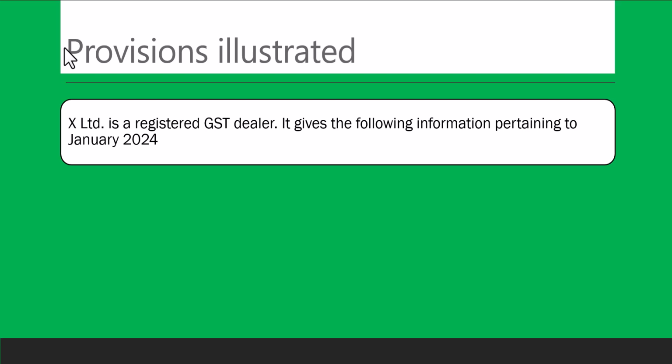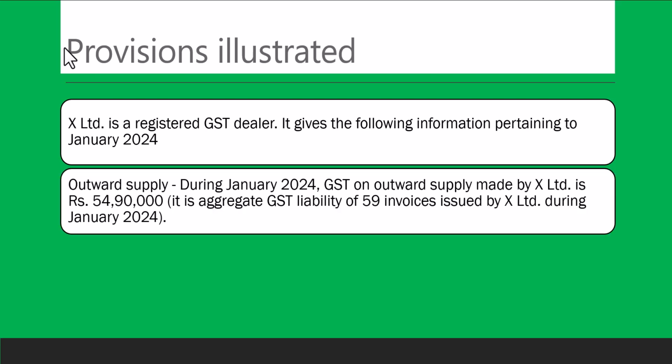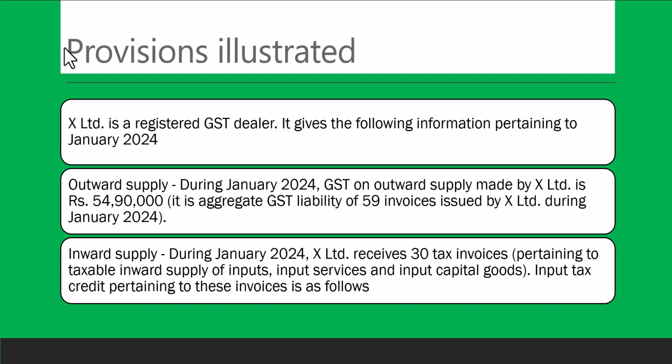Provision illustrated. X Limited is a registered GST dealer. It gives the following information pertaining to January 2024. Outward supply during January 2024: GST on outward supply made by X Limited is 54,90,000. It is the aggregate GST liability of 59 invoices of X during January 24. Inward supply during January 24: X Limited receives 30 tax invoices pertaining to taxable inward supply of inputs, input services, and input capital goods. Input credit pertaining to these invoices is as follows.